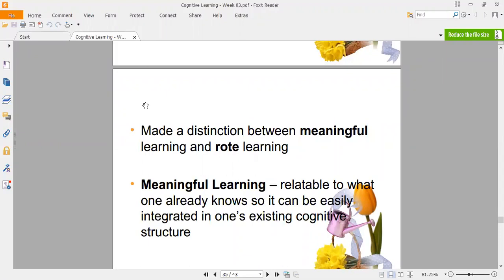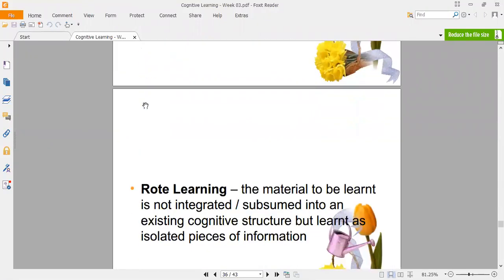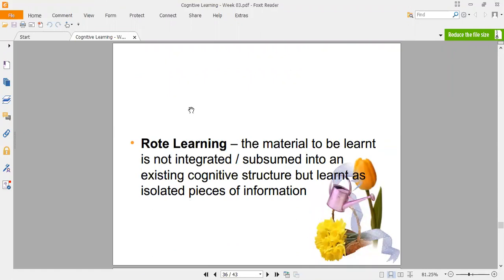Meaningful learning and rote learning, what do they mean? Rote learning means the material to be learned is not integrated or subsumed into an existing cognitive structure, but is learned as an isolated piece of information. It is not integrated with any previous learning. Think about new subjects you are going to learn, where you do not have any clue about the subject area. Then it is rote learning, right?